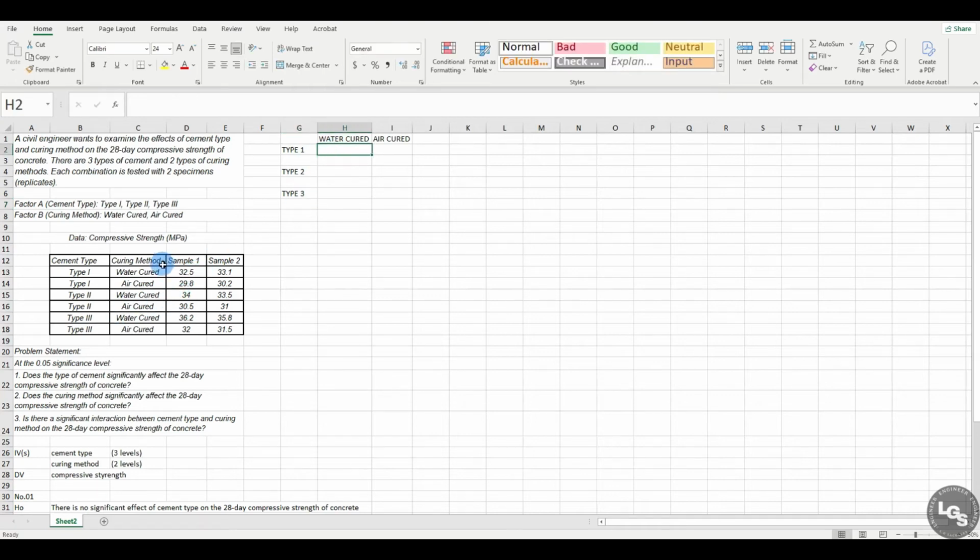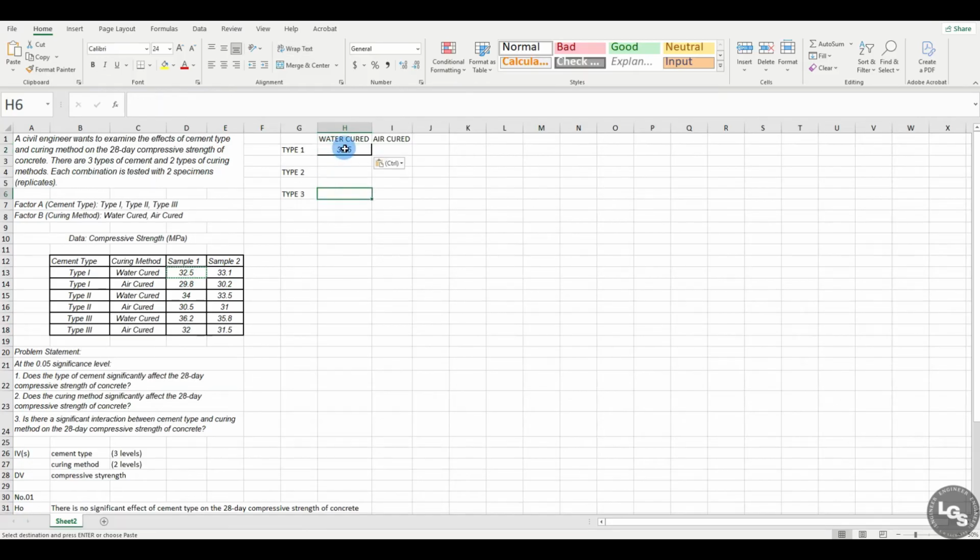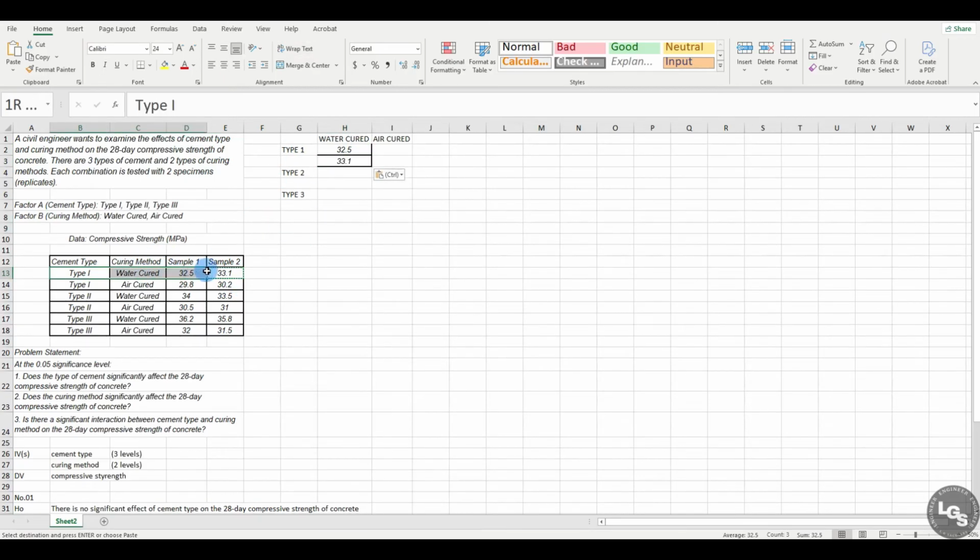So let's take a look at the data. So for the water cured type 1, we have here sample 1 and sample 2. So we will copy this data here. So this is for the sample 1 and this one is for the sample 2. So that is for type 1 water cured. Then next, for type 1 air cured. So type 1 air cured is this one. So we will copy the two samples. Then we do the same for the next two types.